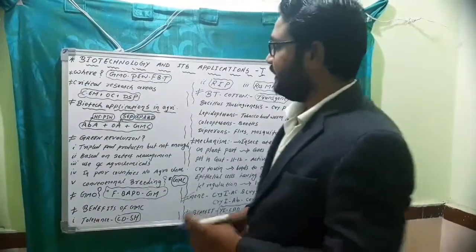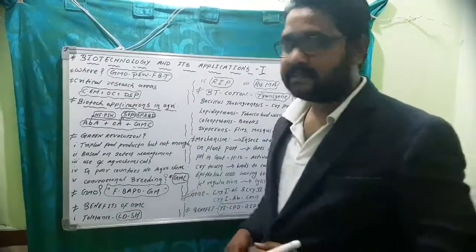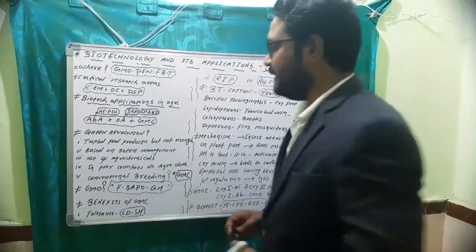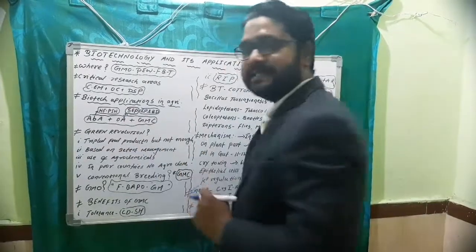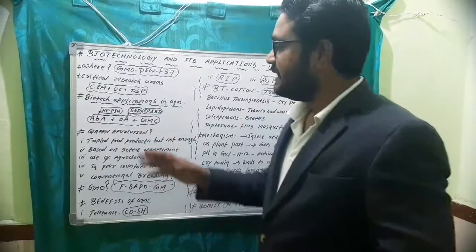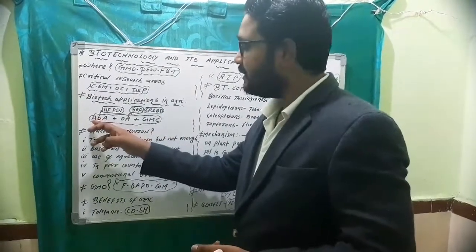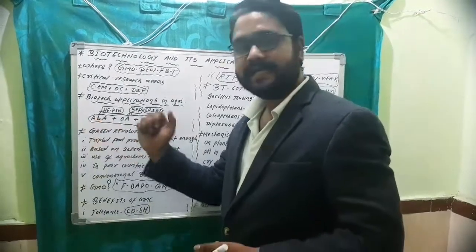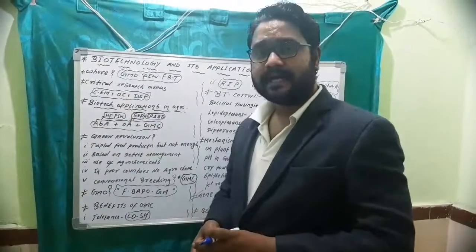Now let us see biotechnological applications in the agricultural sector. Okay, इसके लिए एक simple trick याद रखना है with this alphabet ABA OA and GMC. Okay, now what does this ABA stand for? That is agrochemical based agriculture. Okay, agrochemicals based agriculture. Now what are these agrochemicals?